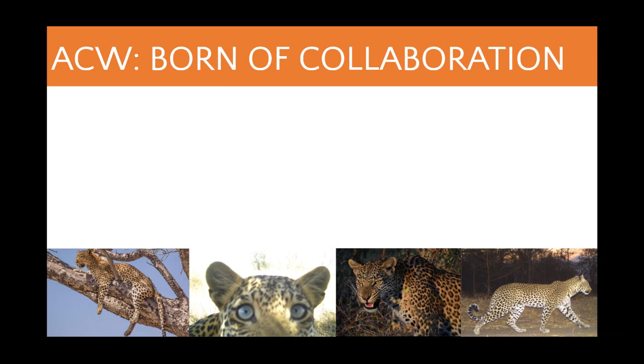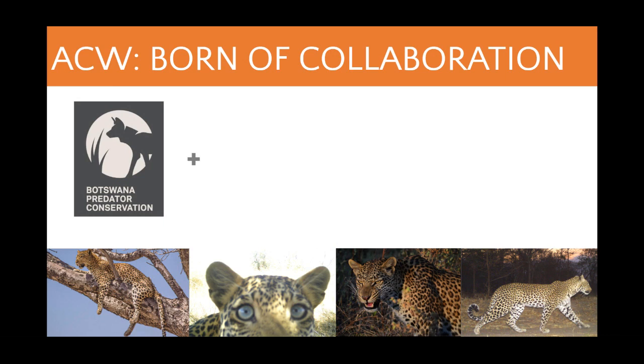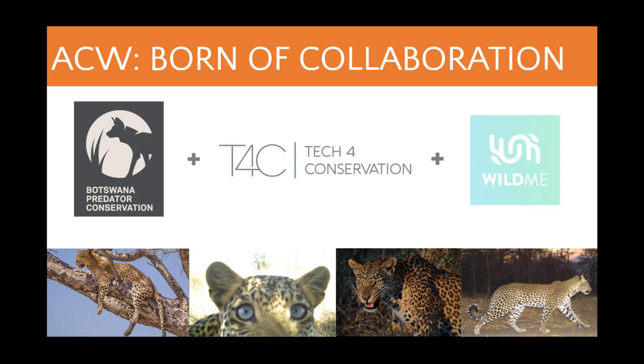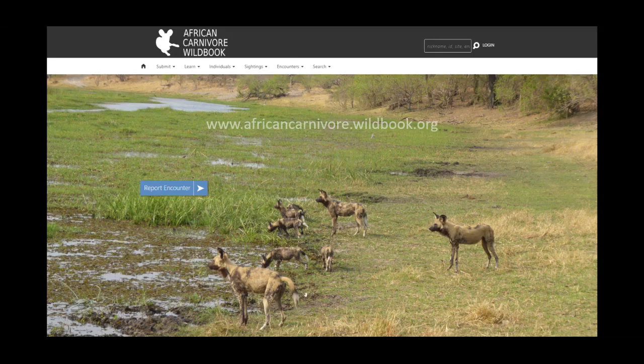The African Carnivore Wildbook was created from a deep collaboration between Botswana Predator Conservation, who made the most valuable contribution, which was the data used to train the algorithms. Tech for Conservation funded the project, and WildMe built it. And here it is. This is the homepage for ACW. It can be found at africancarnivore.wildbook.org.